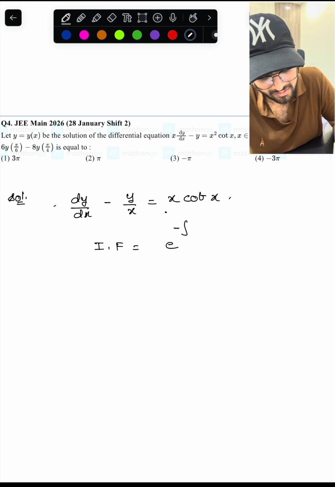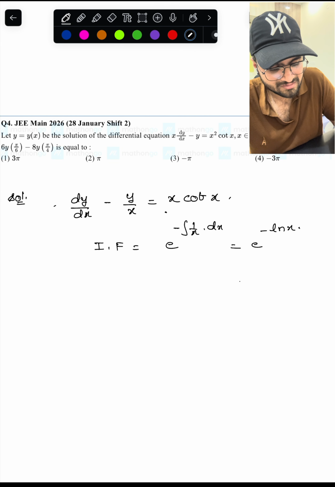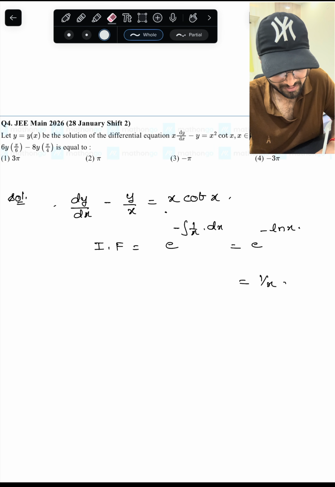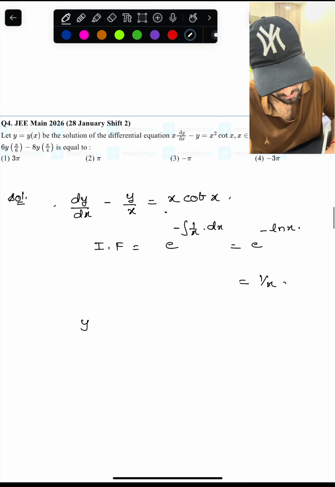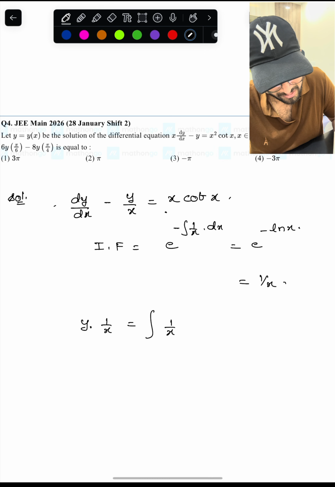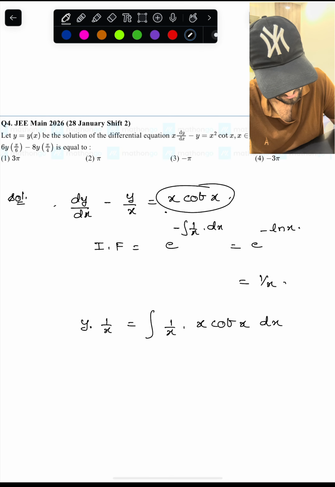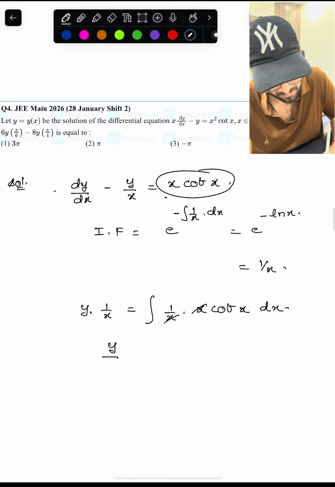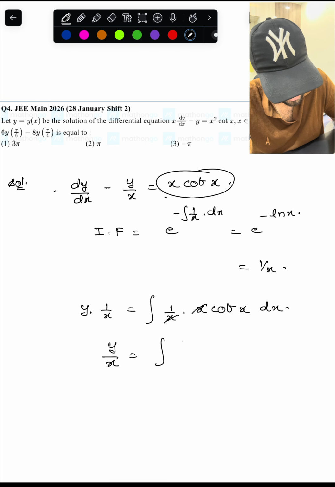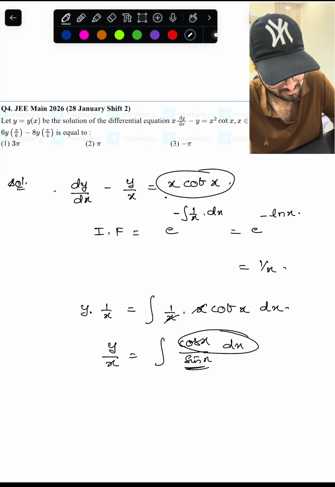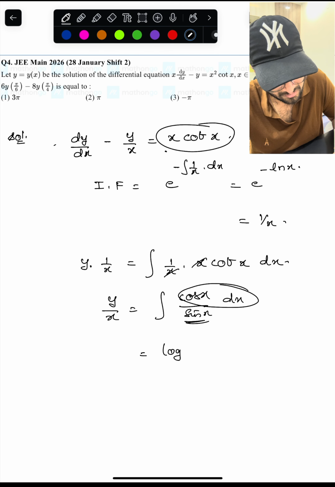So e power minus integral of 1 by x dx, which is e power minus ln x, which is 1 by x, a simple integration factor. Now directly we can jump to the final step: y into the integration factor, y into 1 by x equals integral of 1 by x into x cot x dx. So y by x equals integration of cot x, that means integration of cos x by sin x, which, if you take sin x as t, is dt by t. So this is log of sin x plus c.